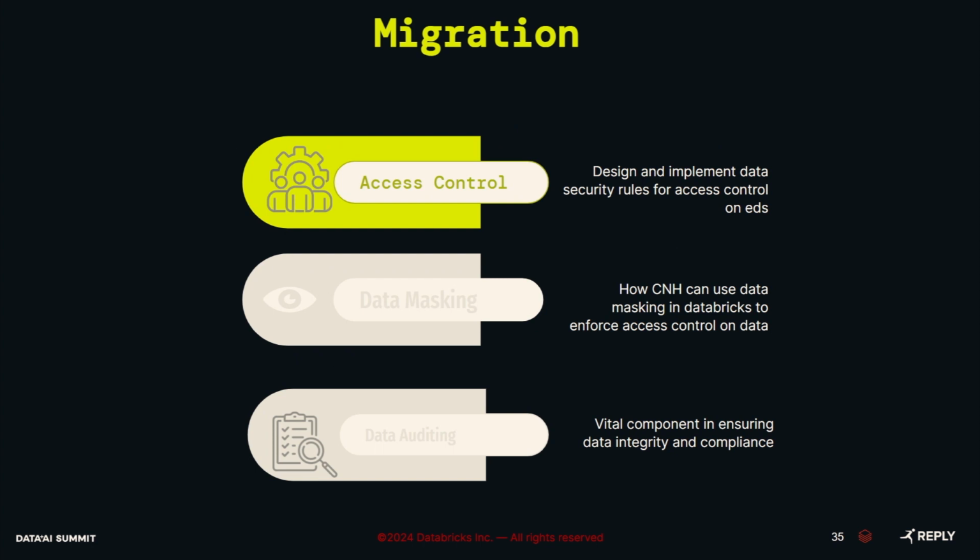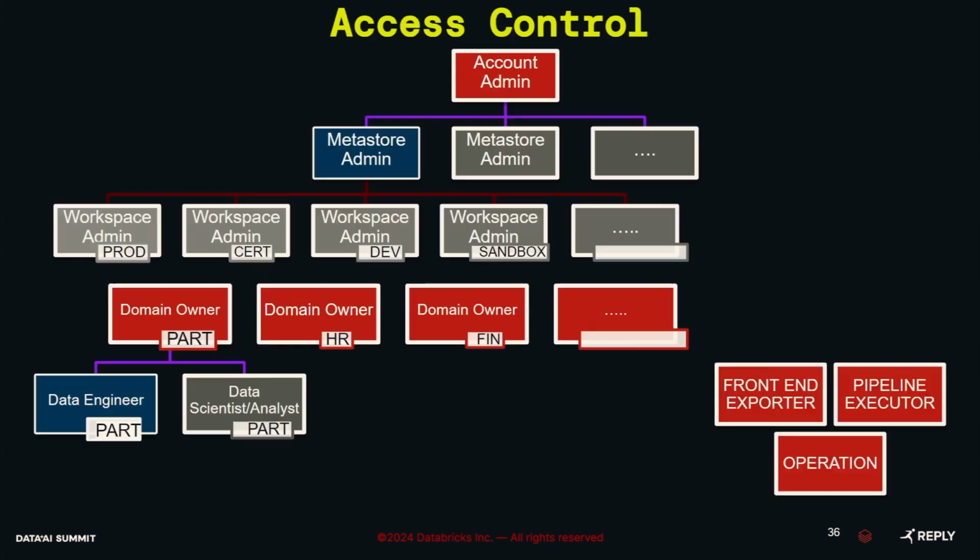So, starting from the access control. With the access control, designing and implementing the security for access was our goal. The first step in access control is we define a hierarchy. We believe that the hierarchy best suited for the CNH environment is the outline above. On the top, there is the admin account that manages all Databricks environments inside CNH. Below the admin account, there are the Metastore admins.